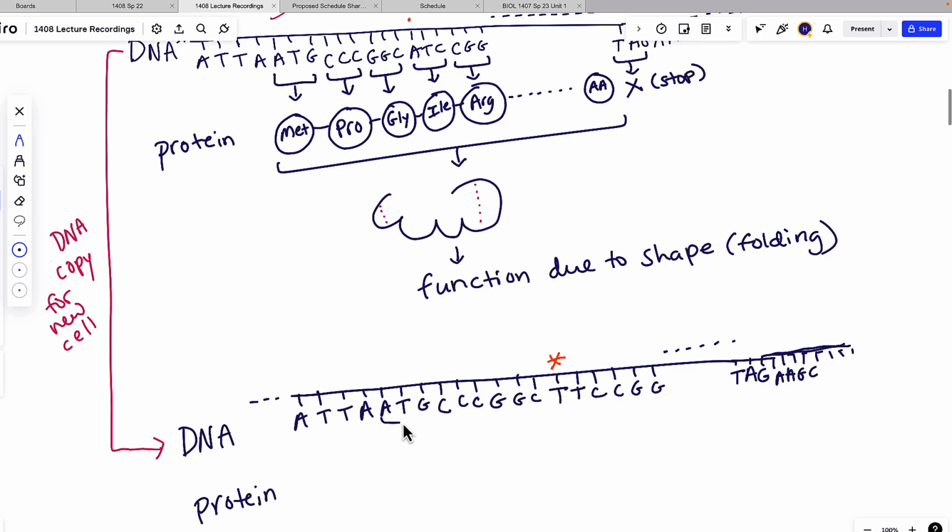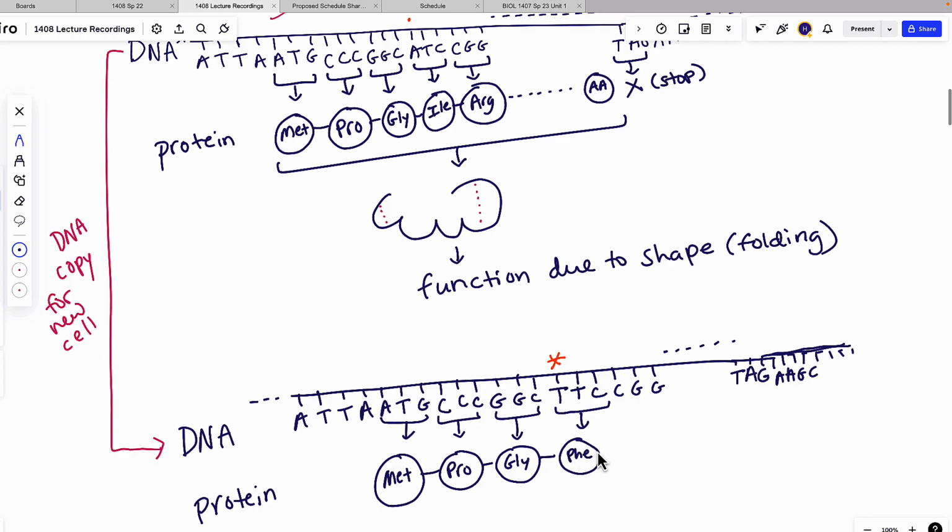The protein here still has methionine because it still has the same ATG code. CCC is the same for proline. GGC is the same for glycine. But now we have TTC, and that actually codes for an amino acid called phenylalanine instead of isoleucine. So you see there's a different amino acid here. It used to be isoleucine.